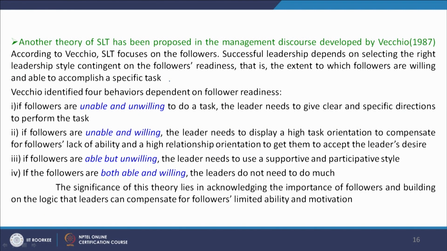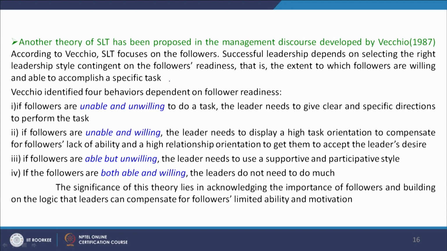So, the significance of this theory lies in acknowledging the importance of followers and building on the logic that leaders can compensate for followers' limited ability and motivation. But this is only possible, according to VII, when the leader first of all identifies and understands the behavioral pattern of the followers. So, his major focus was on behavior and then it was leadership style. So, this was another theory of situational leadership theory that has been proposed in the management discourse, developed by VII in the year 1987.